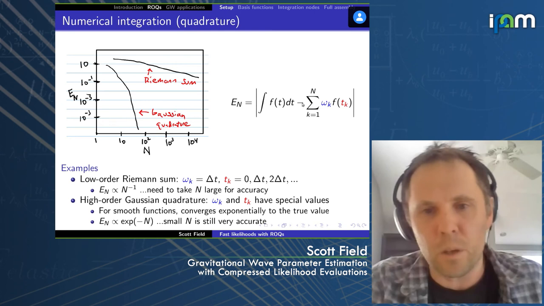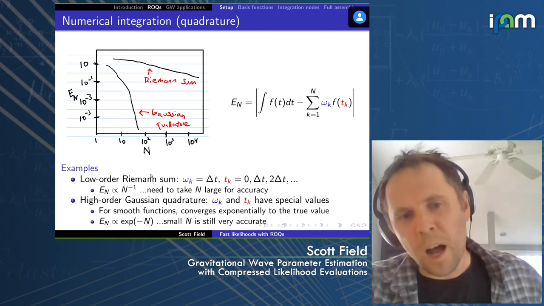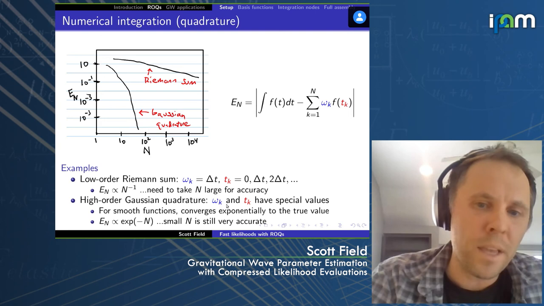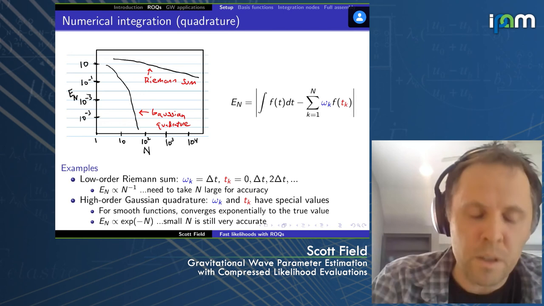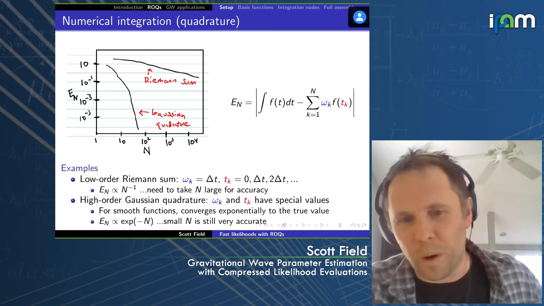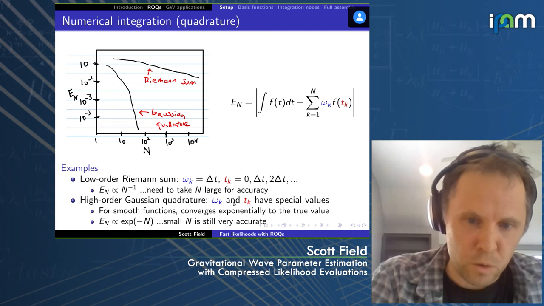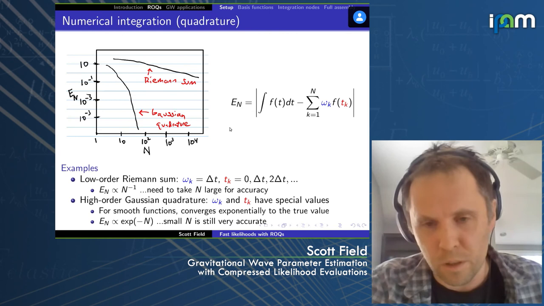And the other extreme, high order or spectrally accurate quadrature rules, one example being Gaussian quadratures, the weights and the values t of k are very special. These t of k's, for example in Gaussian quadratures, tend to cluster near the boundaries of the integral you're integrating over. So they definitely don't come, for example, the detector LIGO does not sample at Gaussian quadrature points. But if you could evaluate your function at these special points and get these special weights, and your function were smooth, then your error would converge exponentially fast.